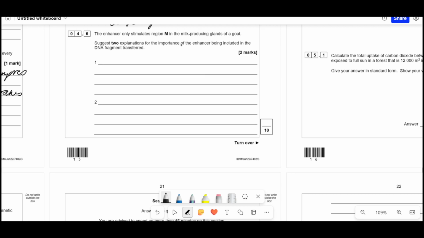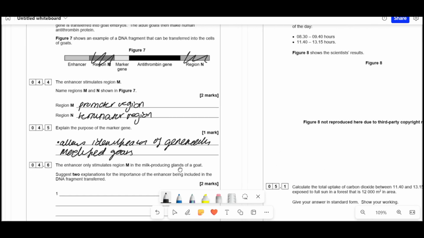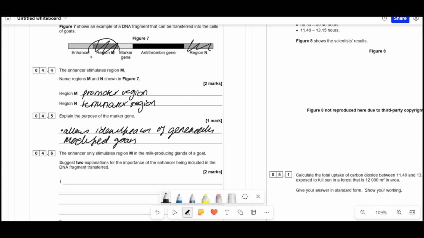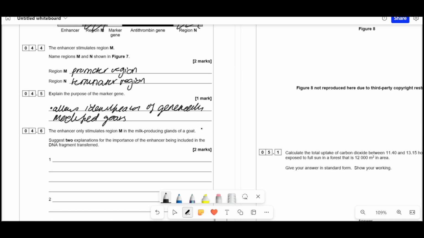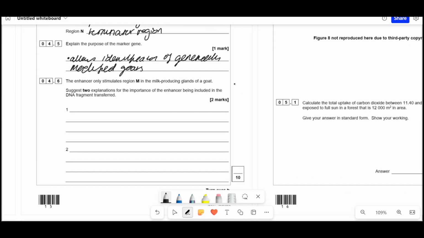The enhancer only stimulates region M in the milk producing glands of a goat. Suggest two explanations for the importance of the enhancer being included in the DNA fragment transferred. So again, what it's telling you is that region M, the actual promoter region, is only active in milk producing glands of a goat, nowhere else. So we need to think, well, what's the protein? It's antithrombin, and it stops blood clotting. So if it's antithrombin and it's only being made in the milk, why might that be a good thing?